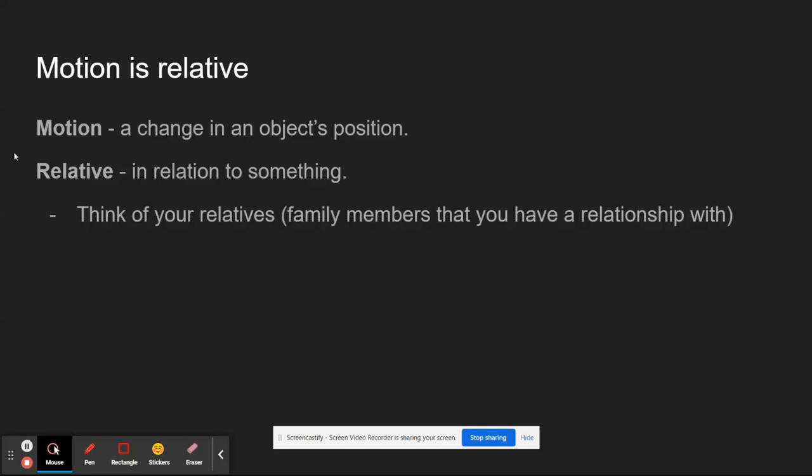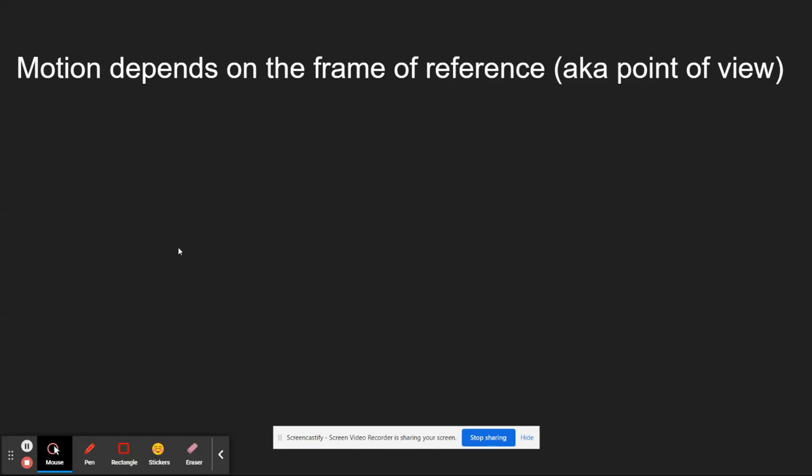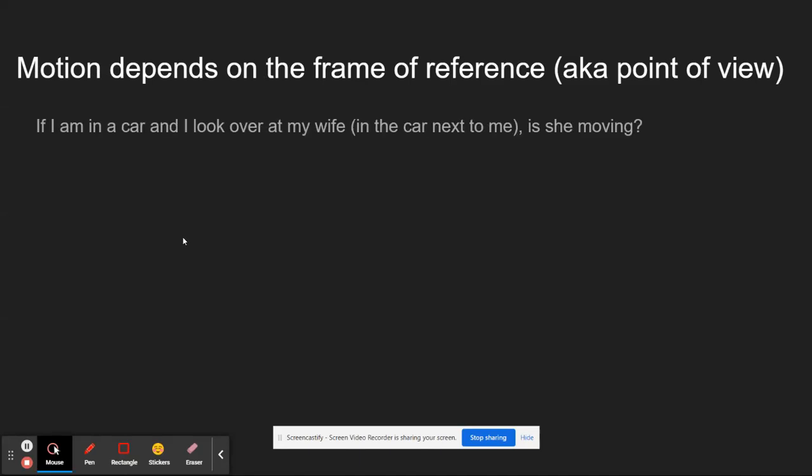All right, so we're going to try to understand this concept. It's kind of a goofy concept, but I'm going to give you a couple examples that hopefully clarify it. So motion depends on a frame of reference, a point of view. If I'm in a car sitting next to my wife, I love my wife, she's beautiful, and I say, hey, babe, how you doing? And we just talk. Is she moving in the car? No, she's not moving in the car. She's sitting right next to me.